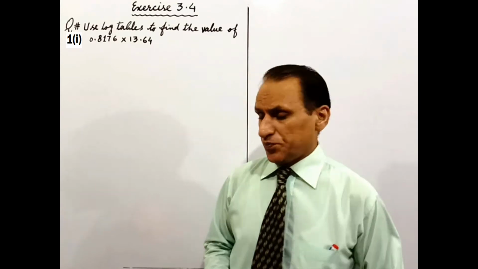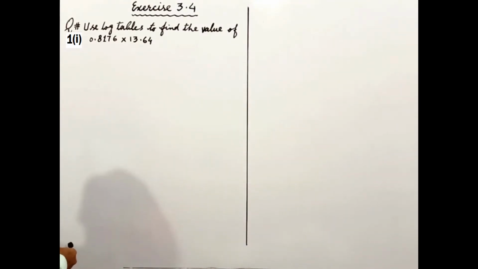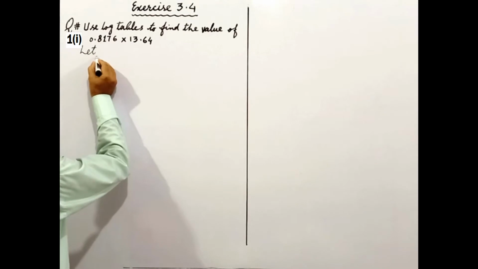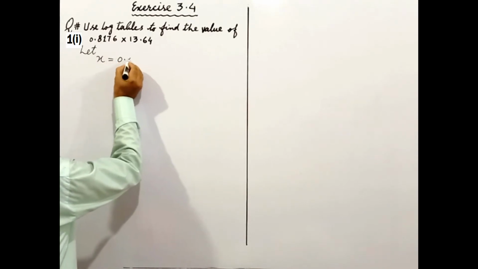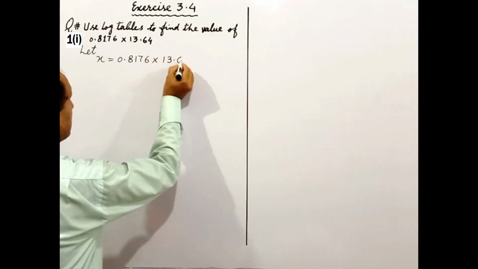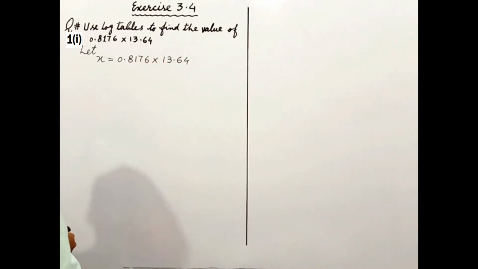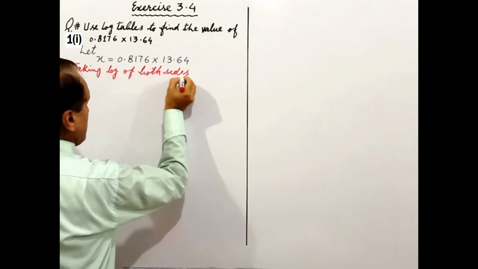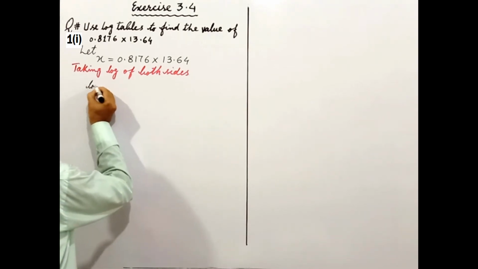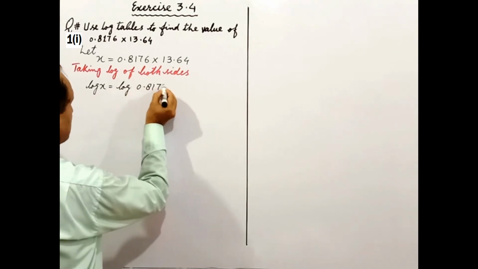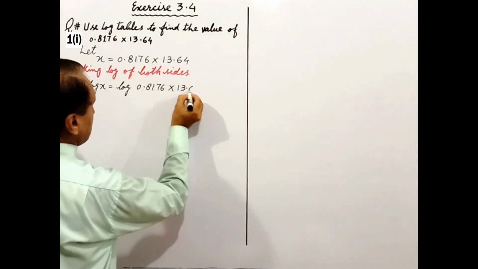So let's do it. In such a question, first of all, we let the product equal a variable x. Let x equal 0.8176 multiplied by 13.64. In the next step, we take log of both sides. We have log x equal to log of 0.8176 multiplied by 13.64.